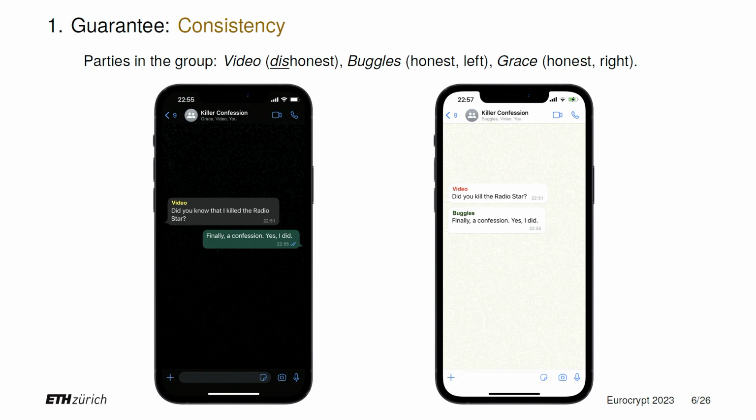So Video comes up with some ciphertexts that in Buggles' phone, which is here in dark mode on the left, will show up as if it was asking, did you know that I killed the radio star? And Buggles would just reply, yes, finally you're confessing, or a confession, yes, I did. But on Grace's phone, it would show up as, did you kill the radio star? And then Buggles' message would look a bit bad.